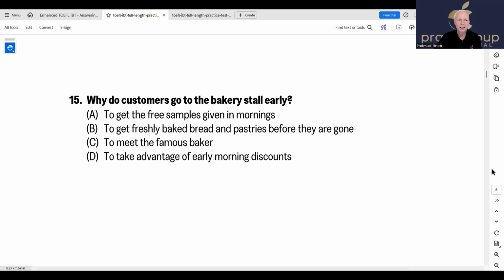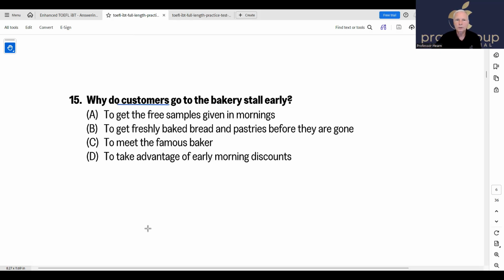But you can see that it's asking about something specific from the passage. Now let's see, what is the question asking about? The question asks, why do customers go to the bakery stall? What is the main topic of the question? Is it customers or bakery stall? Again, this is a medium difficulty question. So let's go through the procedures that will help you to answer this question quickly and accurately.